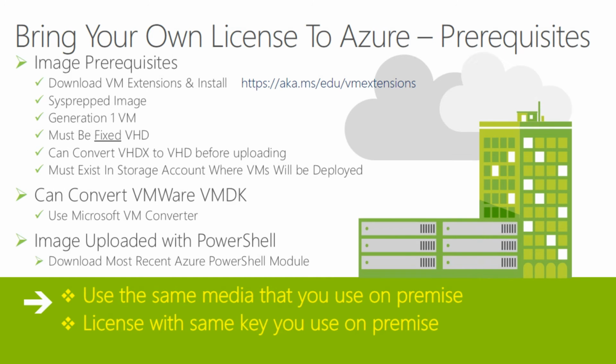There are a number of prerequisites that we have to think about when we want to bring our license to Azure. First of all, we want to have an image ready for deployment, and we want to download the VM extensions and installation tools from the URL aka.ms/edu/VMextensions. This basically puts the tools into your image that will be useful for restarting your VM, monitoring your VM, and a number of other items once it's in Azure.